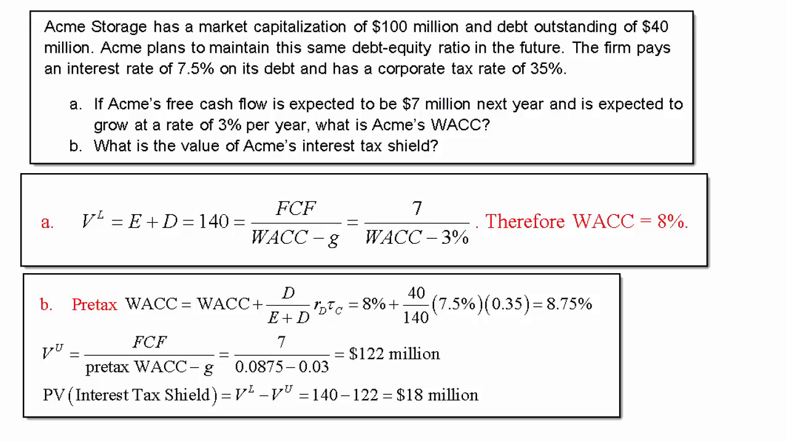So now the present value of the interest tax shield is the difference between the value levered versus the value unlevered. So 140, which is equity plus debt that we've already covered, minus the value unlevered, 122, gets us $18 million. And that's how we determine the value of Acme's interest tax shield.